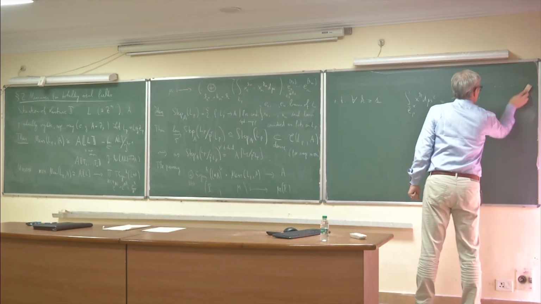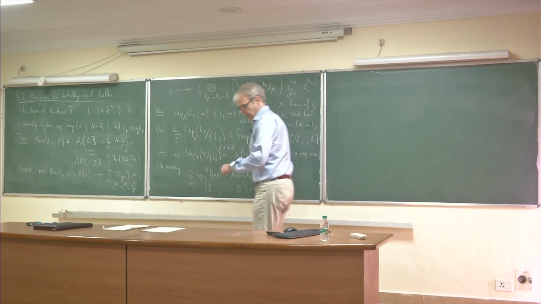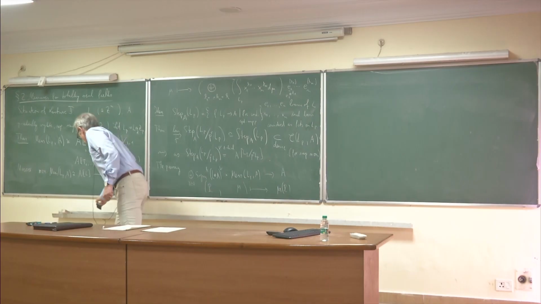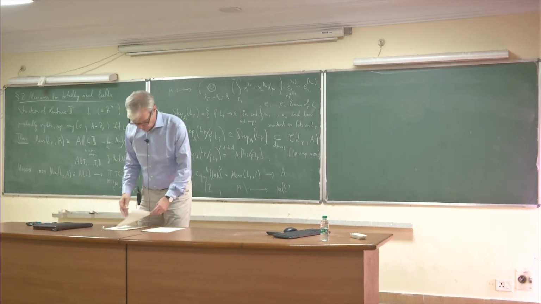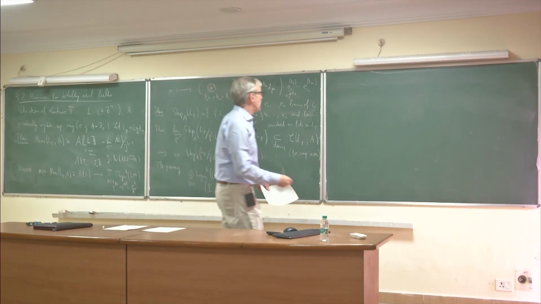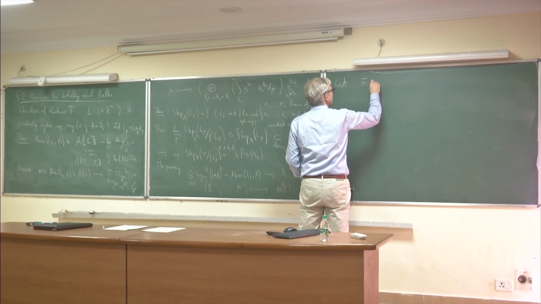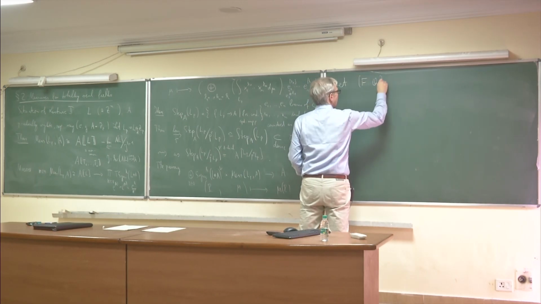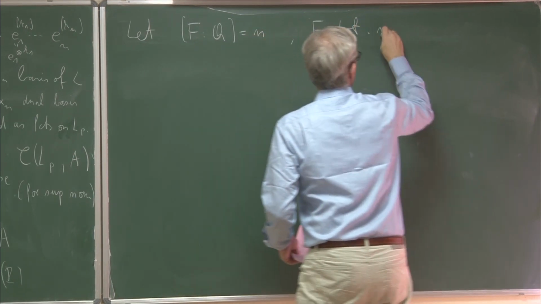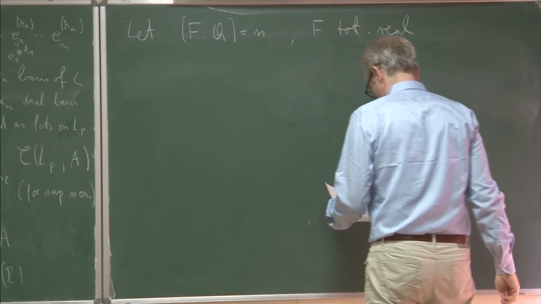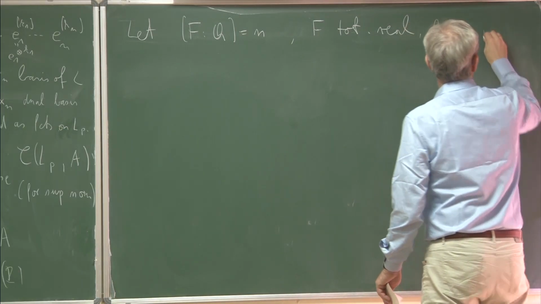So that was some recollection about these measures. And now let us go back to the situation for totally real fields. So again, we have some field F of degree n. F was totally real. We fix a prime number p.